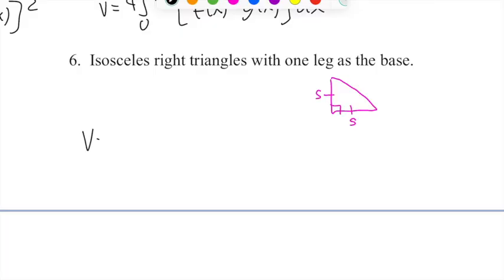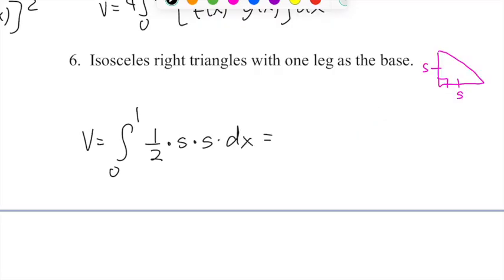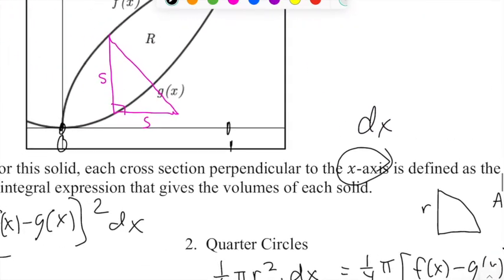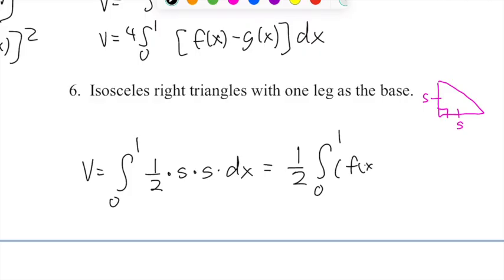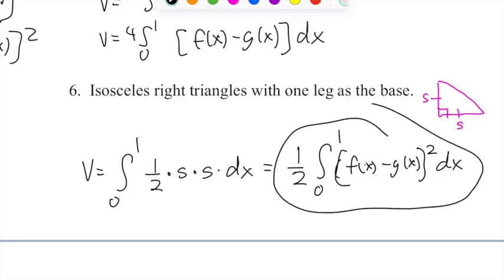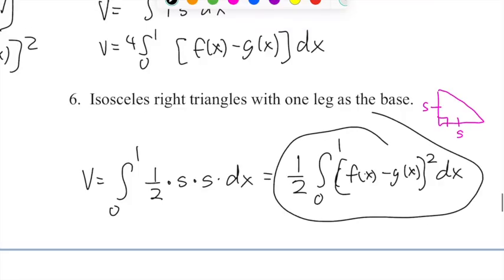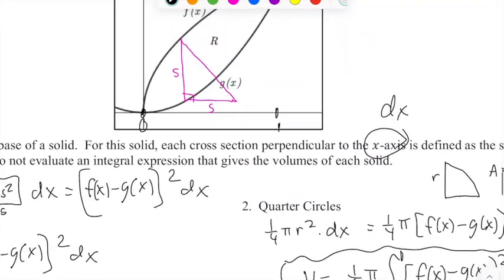And so my volume is going to be the integral from 0 to 1. Now, how do we find the area? It's going to be 1/2 base, which is the side, times the height, which is also the same side, dx. So if I pull the 1/2 out, I'm going to get 0 to 1. And then let's find the side length. If we come back up here, the side length again is just f of x minus g of x. It's going to be f of x minus g of x squared dx. And there you go. So that is one example with all of the different side lengths.